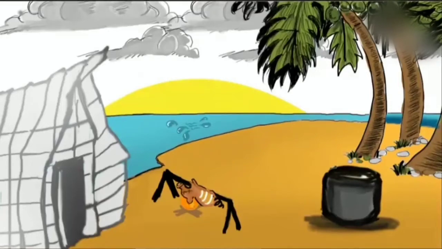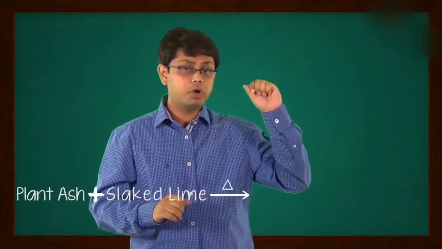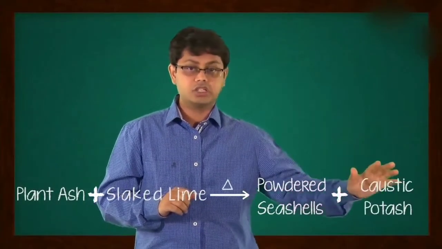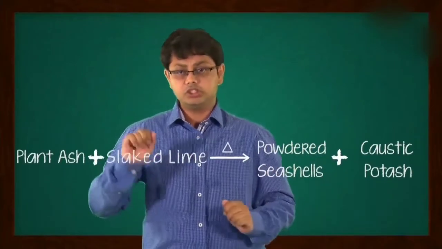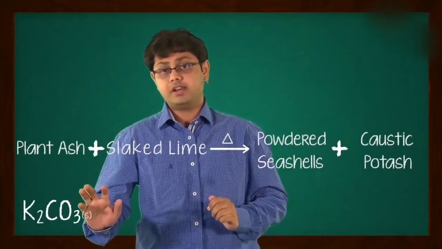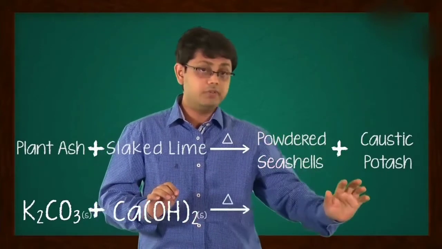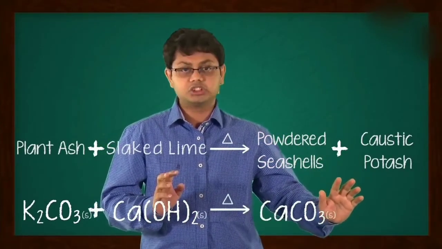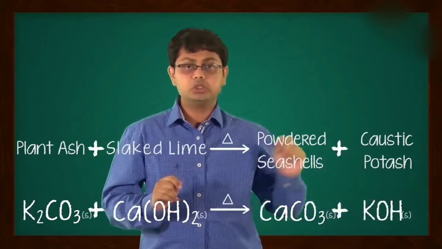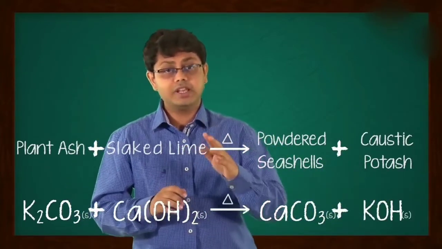To represent these chemicals in everyday language, plant ash, when mixed with slaked lime, will give you powdered seashells and caustic potash. In the chemical equation, K2CO3, which is plant ash, plus Ca(OH)2, which is slaked lime, is going to give you CaCO3, which is crushed seashells, and KOH. When mixed with fat, you will get soap.